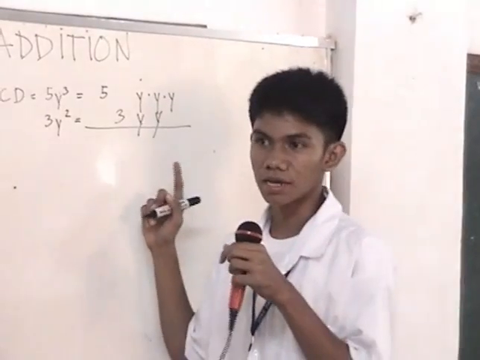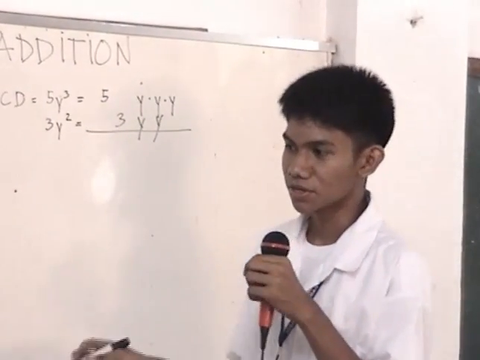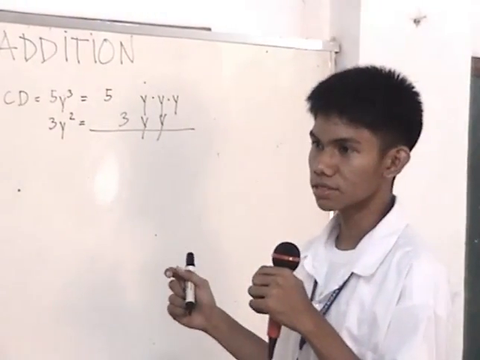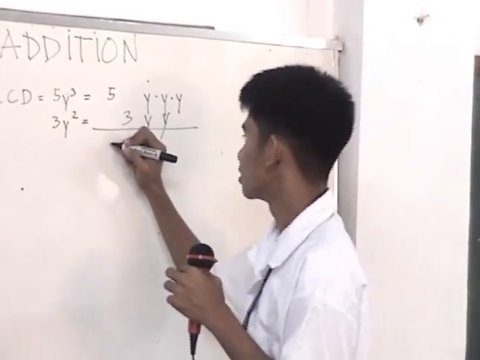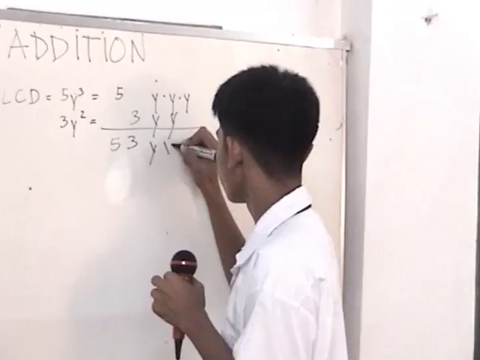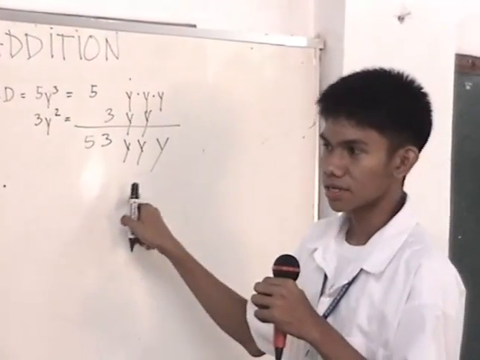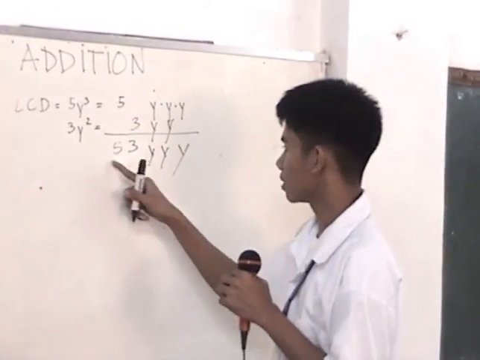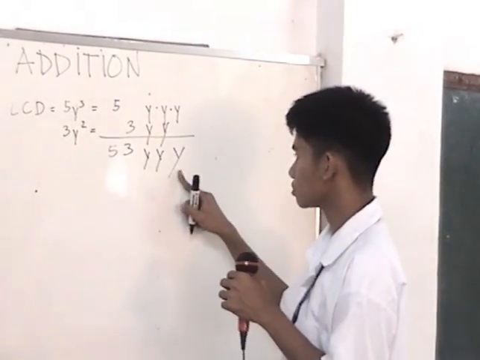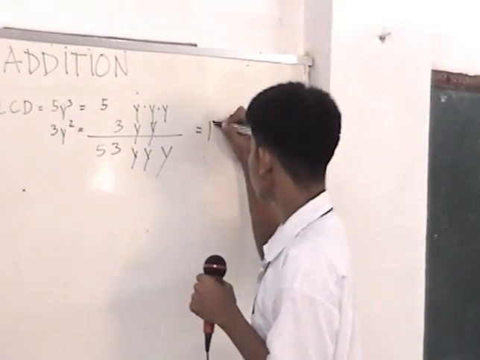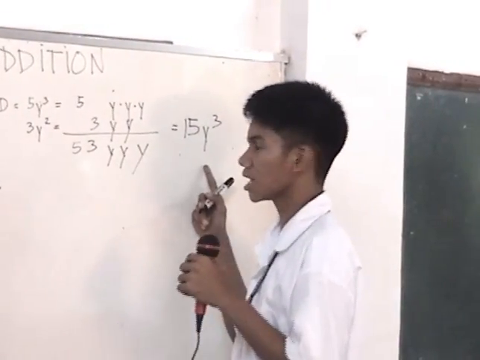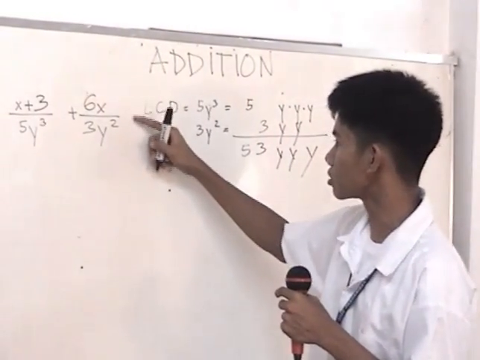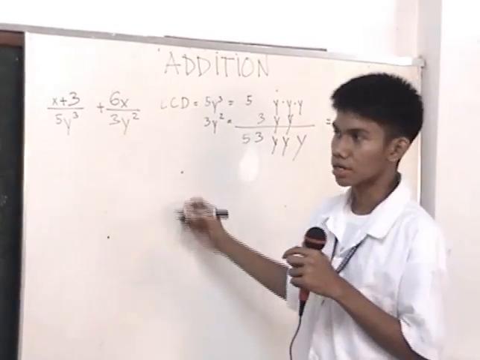We align the common values, because a common value is considered as one factor. And multiply the final factors. 5 times 3 times y times y times y is equal to 15y cubed. Now we get the LCD. We must multiply it in the numerators and denominators of both expressions.